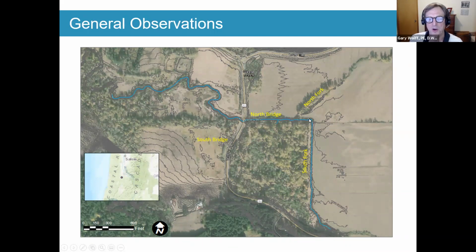This is the South Fork. There's another channel that comes in here from the North Fork. These join right here and then pass through one of two structures at the road crossing. There's two bridges here, the North Bridge and the South Bridge.